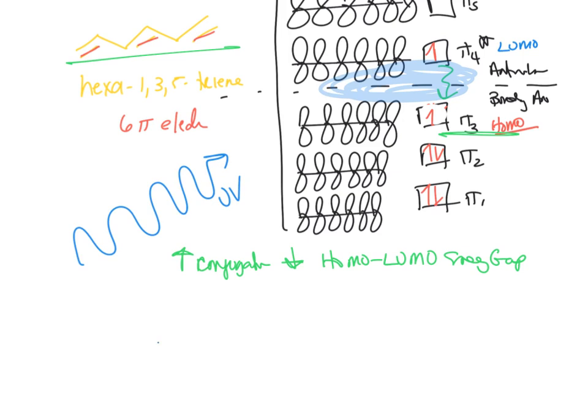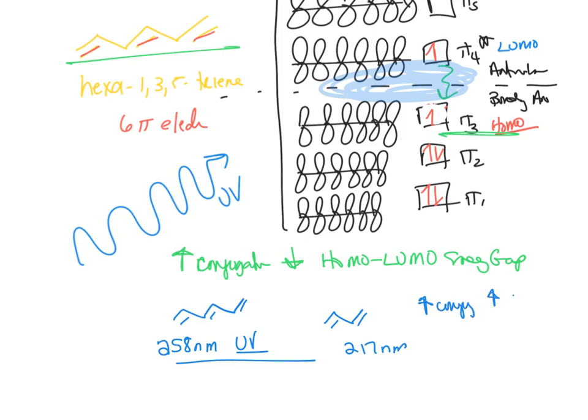In fact, you can look at one of your slides and you can see that hexatriene absorbs UV at a 258 nanometer wavelength, whereas the butadiene absorbs at 217 nanometers. So you increase that. If you increase the conjugation, you also increase the wavelength at which you can get UV absorption.